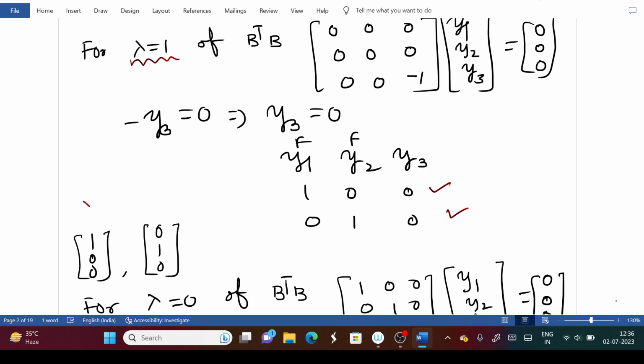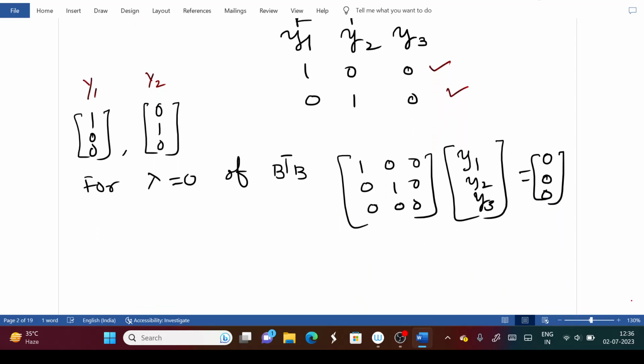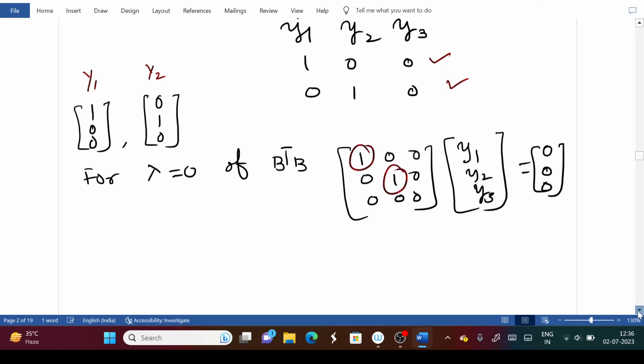So it is my y1, it is my y2. Now for lambda equal to 0, we will not subtract anything from the diagonal element, so it remains the same. So this matrix into this vector is equal to 0. Sorry, this is pivot, this is pivot. Only one variable is free, that is y3.